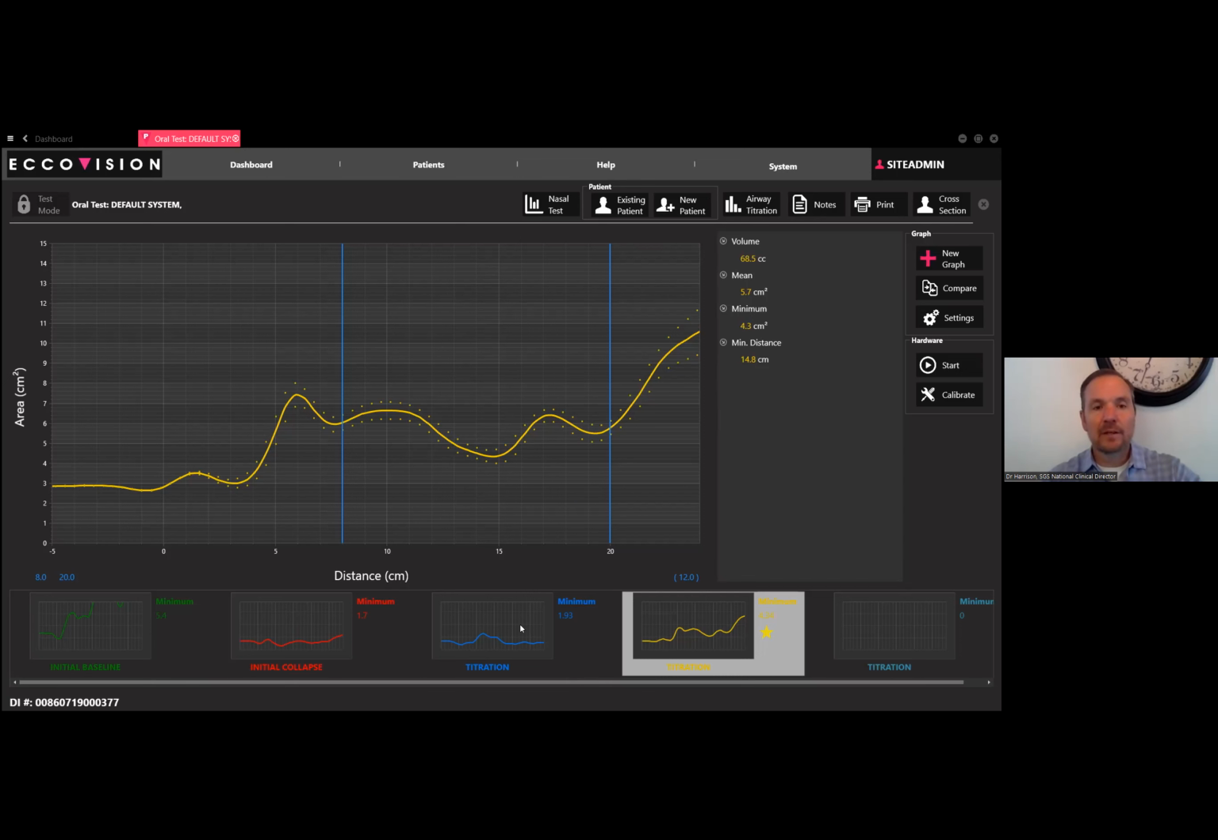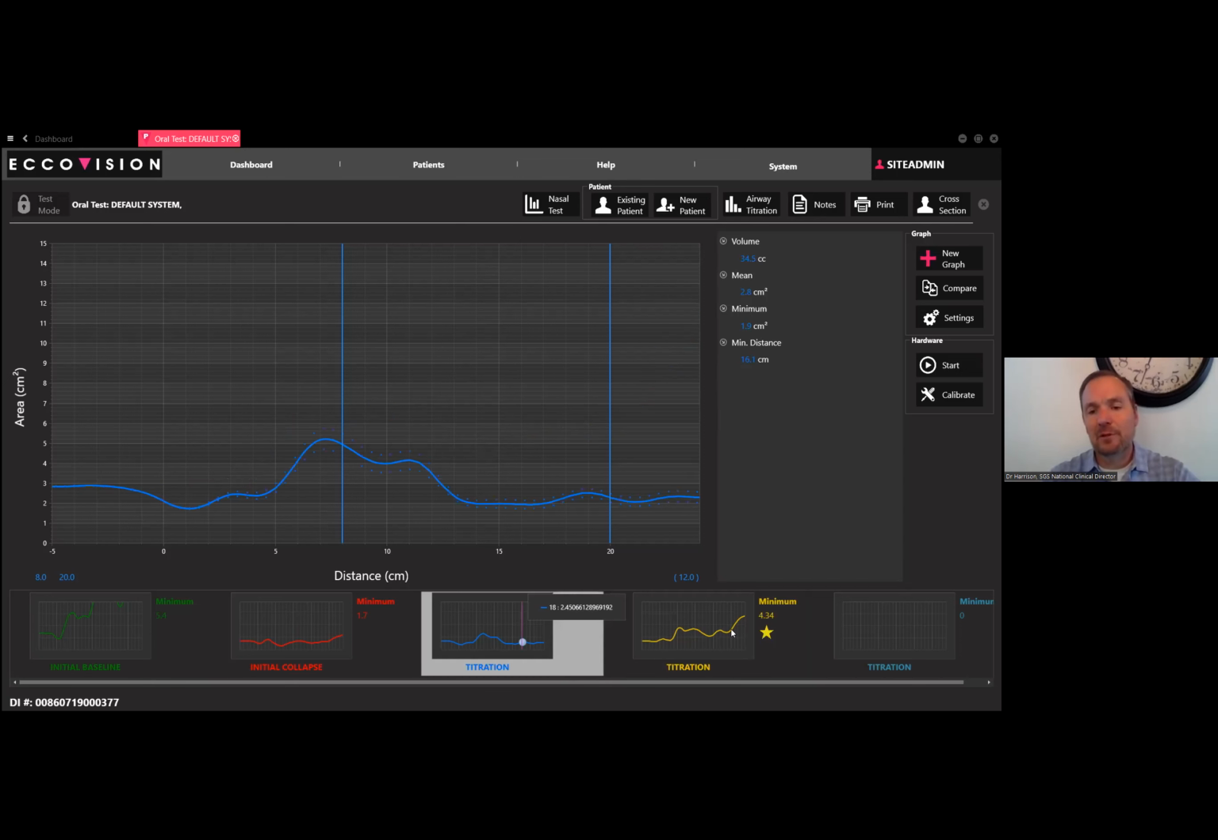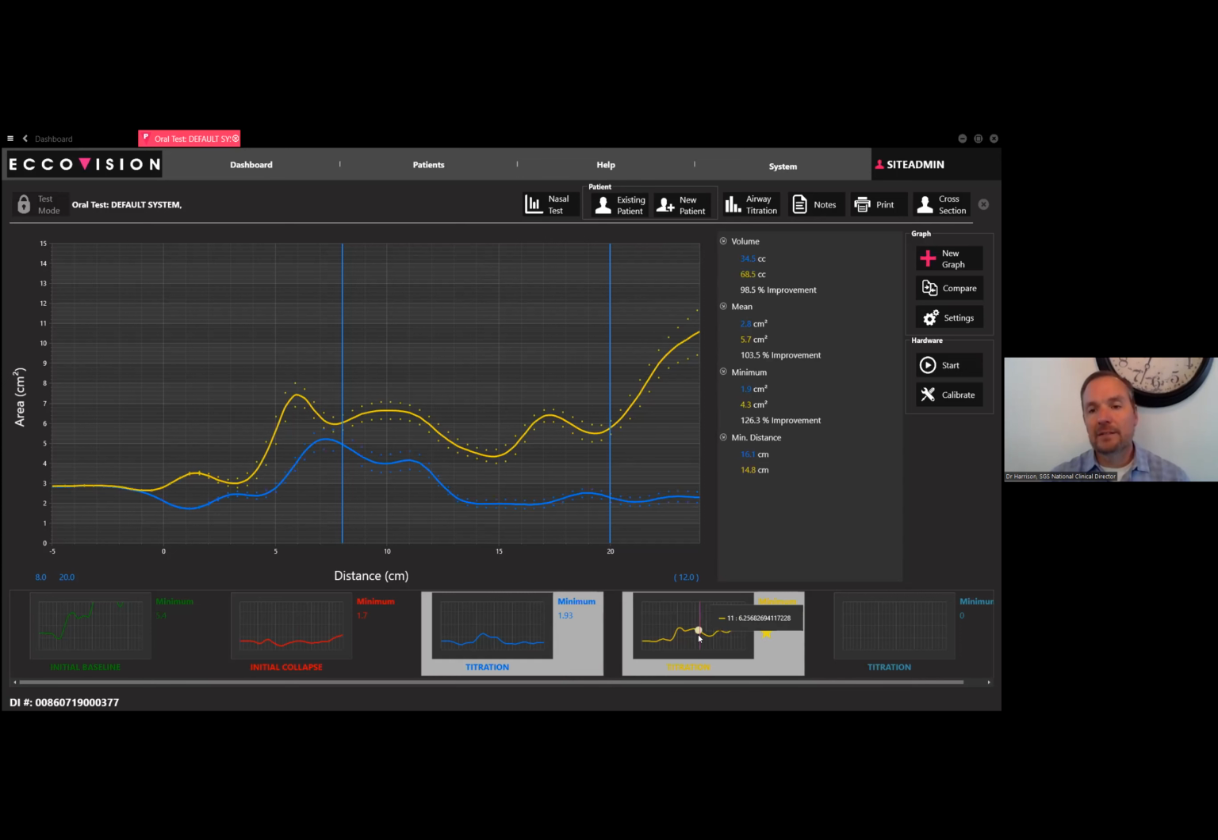So let's look at it. Here, the blue line is 6 millimeters end to end. The yellow line is 8. It's a 126% improvement. My minimum went from 1.9 when I was at 6 to 4.3, which is far above the average of 3.2 for a male.